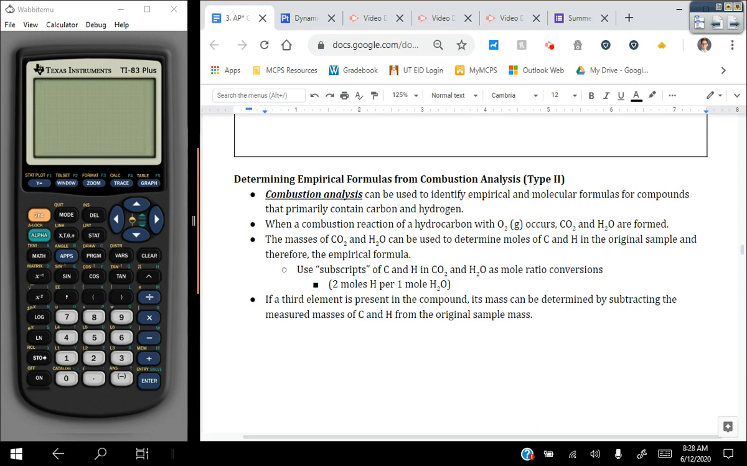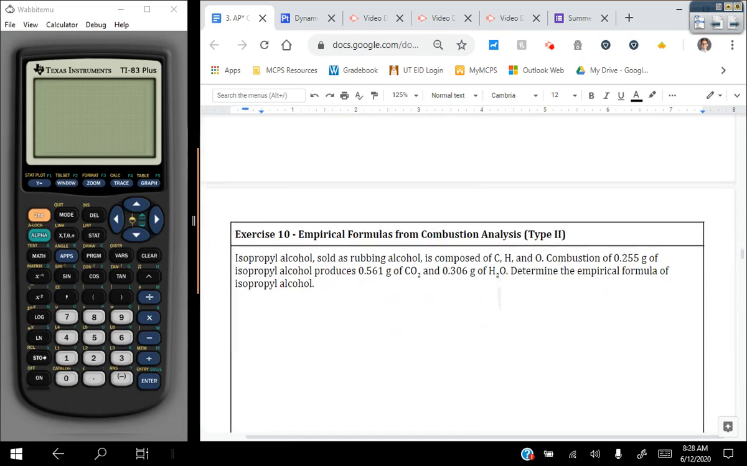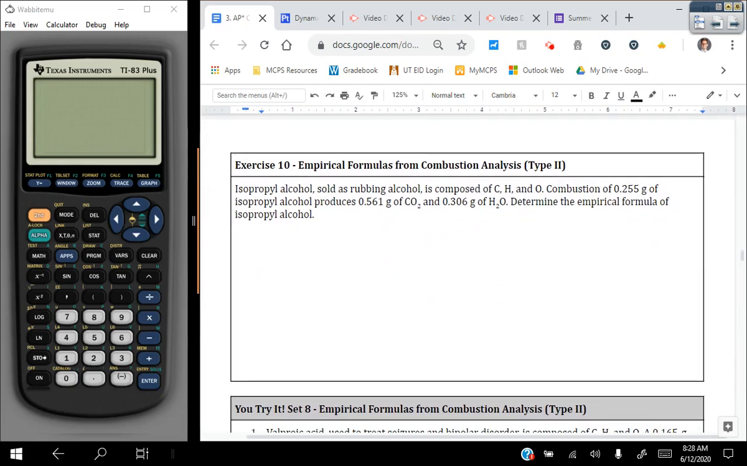So we're going to take a look at that in our first example here. This first example says isopropyl alcohol sold as rubbing alcohol is composed of C, H, and O. Combustion of 0.255 grams of isopropyl alcohol produces 0.561 grams of CO2 and 0.306 grams of H2O. Determine the empirical formula of isopropyl alcohol.